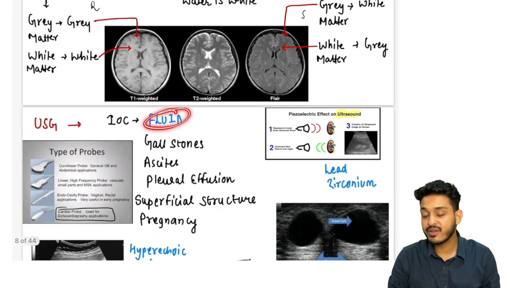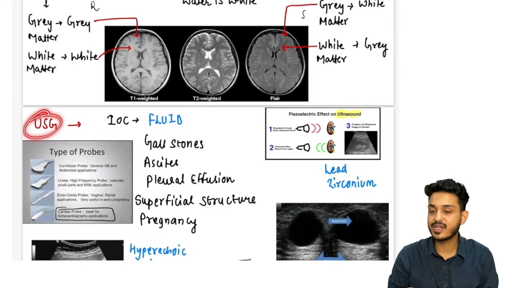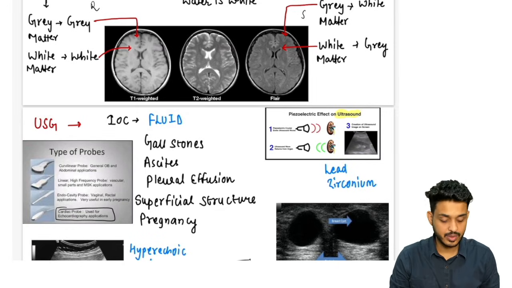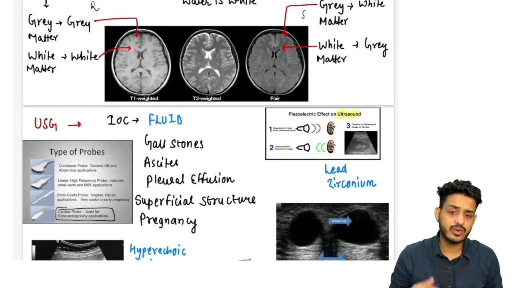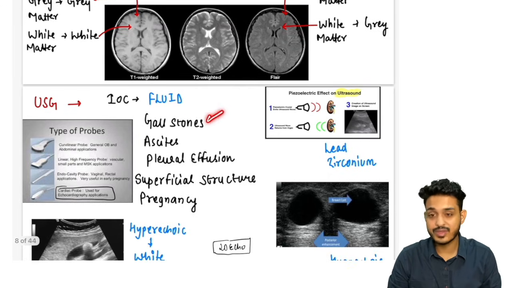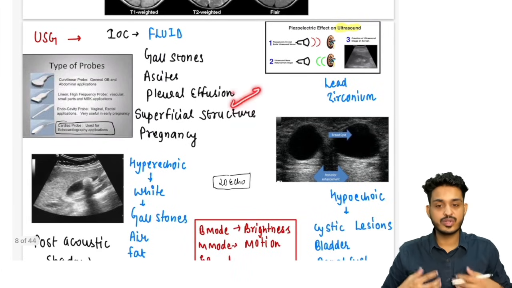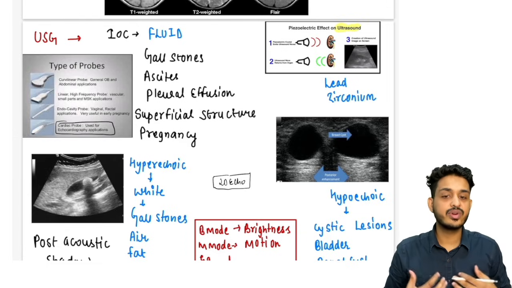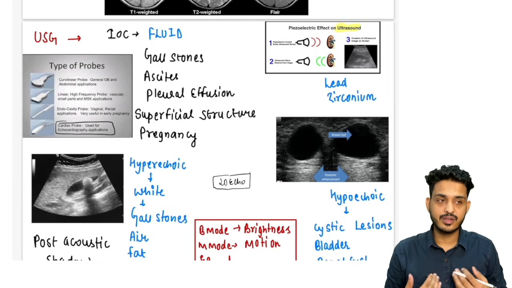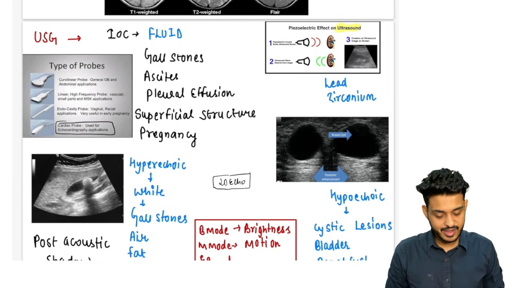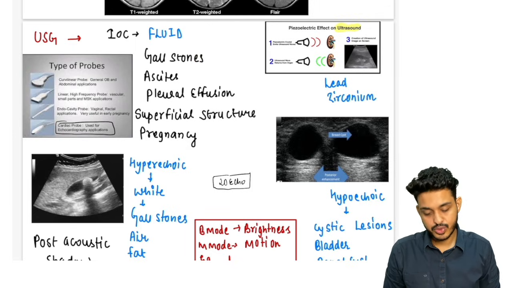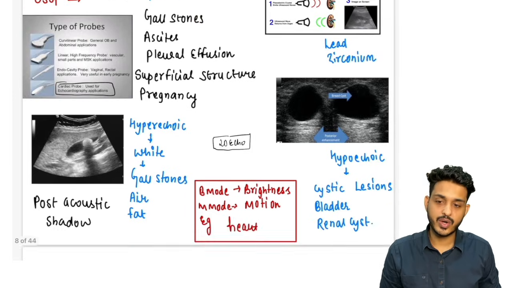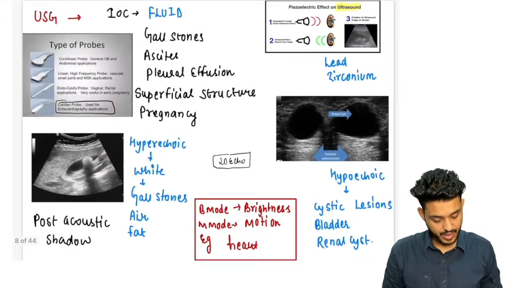For fluid anywhere in the body, we are going to do ultrasound. Gallstones, we are going to do ultrasound. Ascites, we are going to do ultrasound. Pleural effusion, fluid in the pleural cavity, fluid in the abdominal cavity, we are going to do ultrasound, right? So we are done with this.